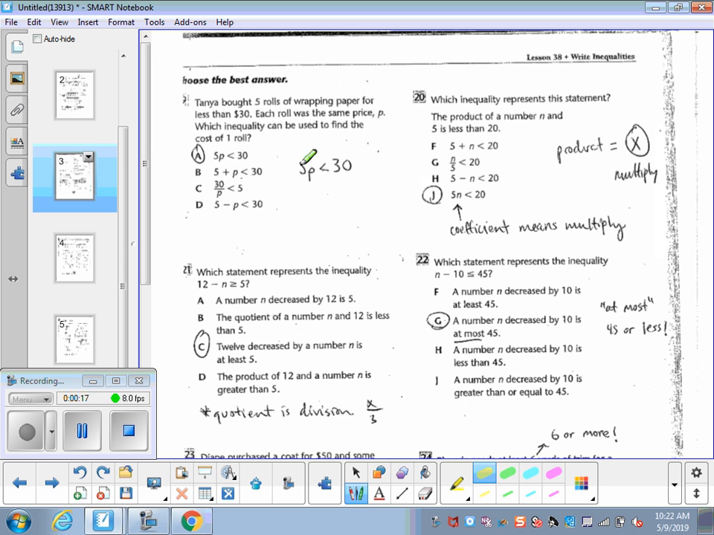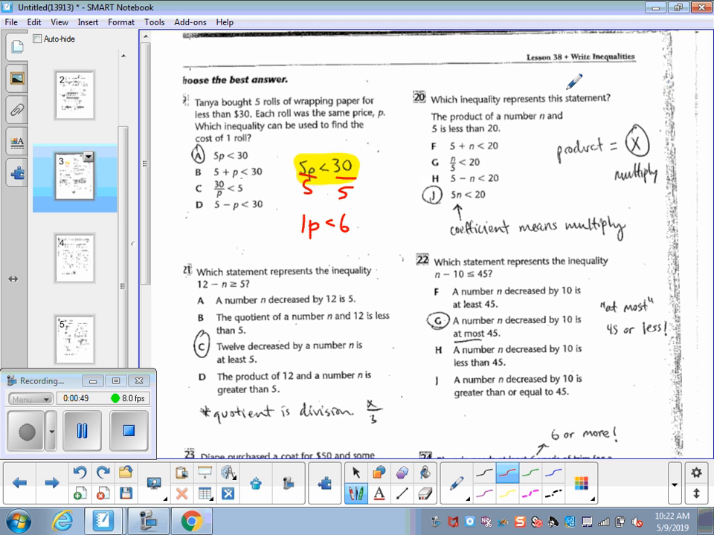So here's the 5 rolls of wrapping paper that she bought, and it's less than 30. Each roll was the same price, so if we use this inequality, we would be able to divide both sides by the 5 and see here that one thing of wrapping paper was less than $6. So A is the inequality that matches the scenario that we would eventually use to go on and solve to figure out the cost of one of the rolls of wrapping paper. Okay? All right, now we're over here on number 20.